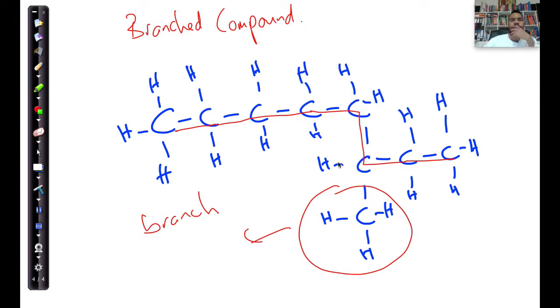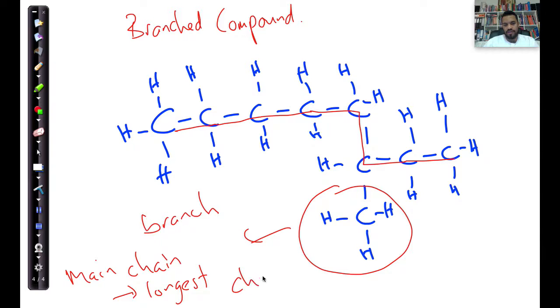Now, when you're looking at branched compounds, you need to find something which we call the main chain. The main chain, which you can also call the base, is really just the longest chain. It doesn't matter what direction you move in, as long as you don't trace back over that line and you get in as many carbon atoms as possible. So it's the longest chain. Many people think that it's just meant to go straight. It doesn't need to go straight.